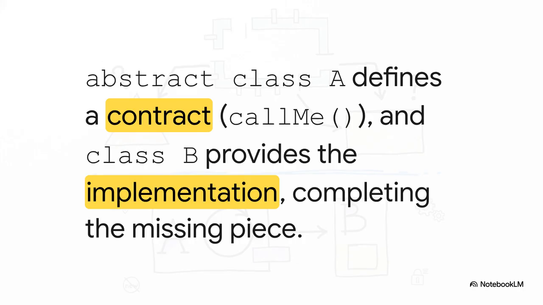Okay, this little code snippet here shows you exactly how it works in practice. So you have an abstract class, A, and it's got this abstract callMe method. It's incomplete, right? It also has a regular method, callMe2, which is totally fine. Then along comes class B. B extends A, and because it wants to be a concrete, usable class, it provides the missing code for callMe. It's literally filling in the blank spot from the blueprint, completing the puzzle.